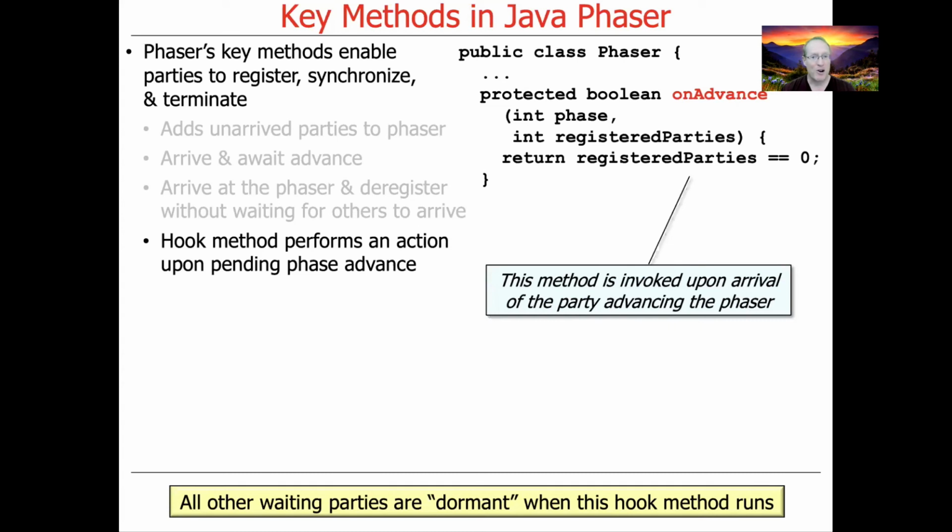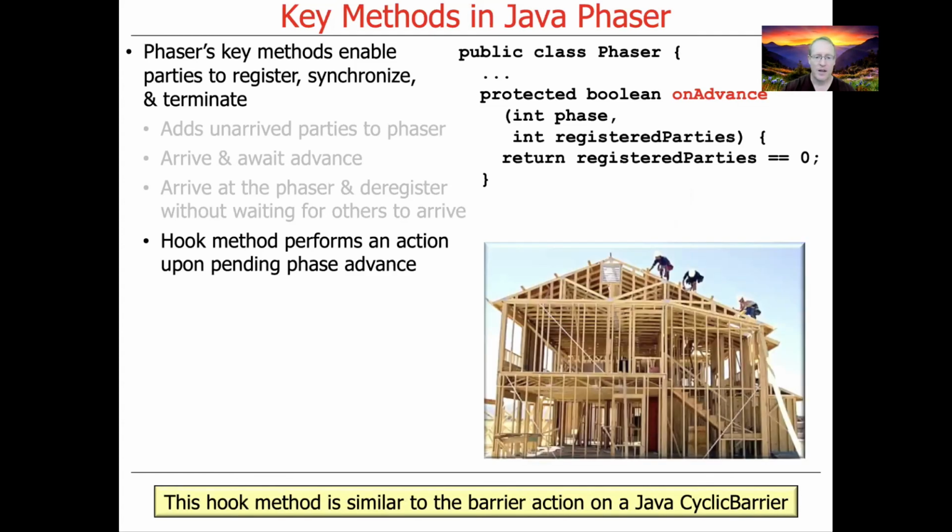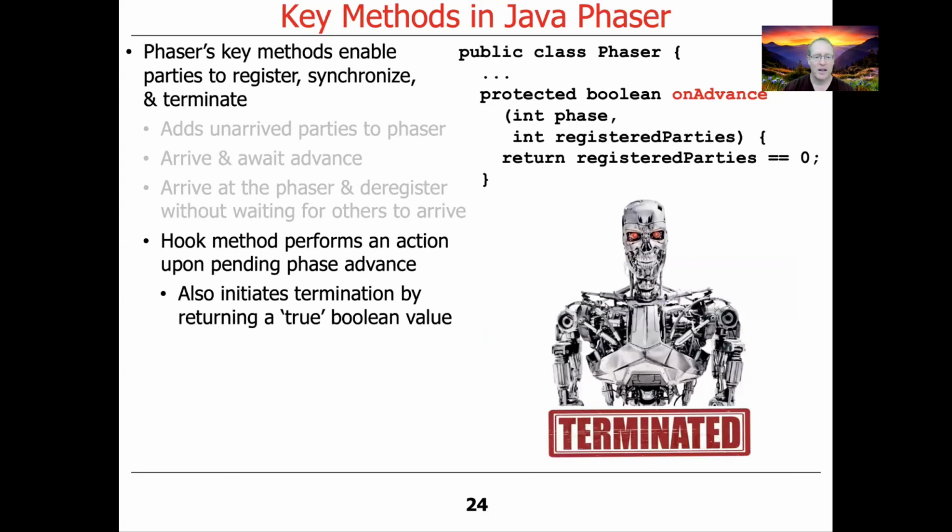Much like with the barrier action we talked about for cyclic barrier, all the other parties or threads are considered dormant, in other words, not running, when this particular hook method runs. And as I mentioned, this method is very similar to the barrier action on a Java cyclic barrier. You can also indicate that the phaser should terminate by returning a true Boolean value. And we'll take a look and see how that works.